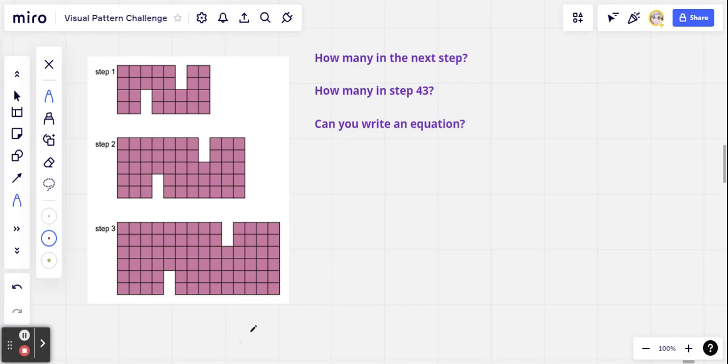Got kind of a doozy for you today. Here's our pattern. Here's step 1, step 2, step 3. Your challenge is to predict the number of squares in step 4. If you can do that, can you predict the number in step 43? And can you write an equation that could be used to predict the number of squares in any step at all? So that's the challenge. If you'd like to accept it, pause the video and see what you can do.